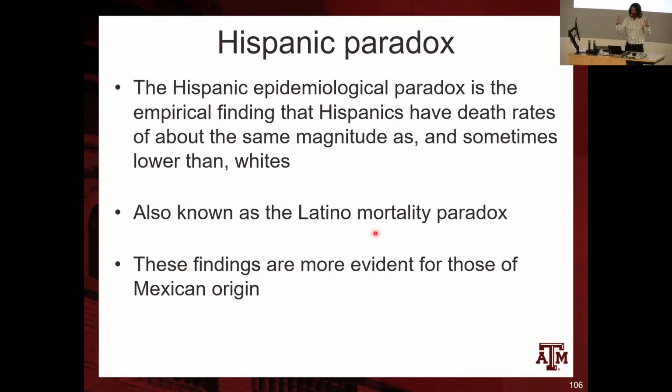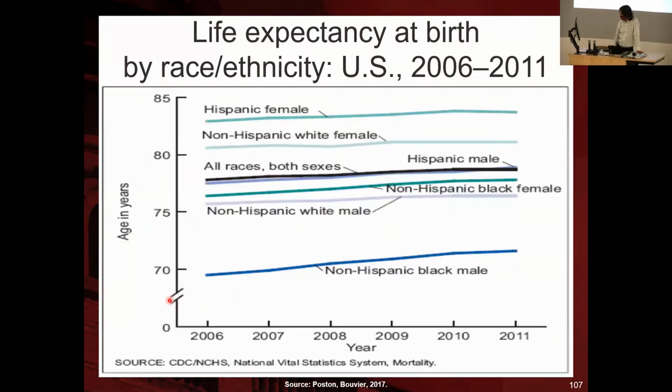But these findings are not so straightforward. There are different explanations of why we see this better health than expected among the Latino population. And that more positive effect is usually more concentrated among immigrants from Mexico.